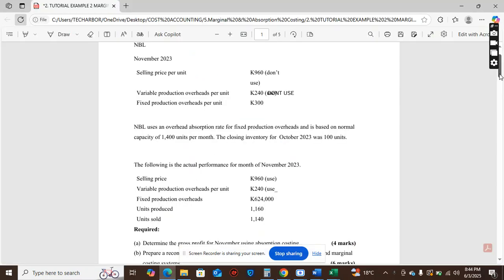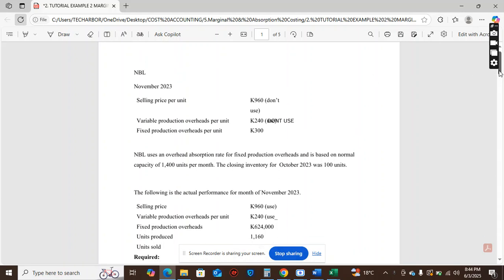Okay, so we have a question here. It says the following information refers to NBL for the month of November 2023, with a selling price per unit of 960, variable production overheads per unit of 240, and fixed production overheads per unit of 300 kwacha. All right, so colleagues, take note here.